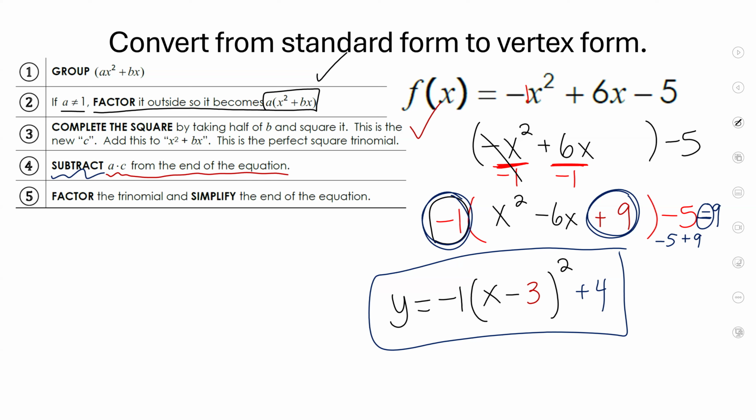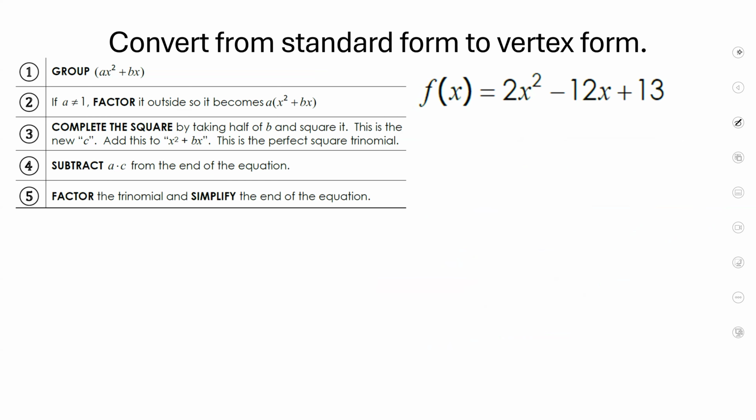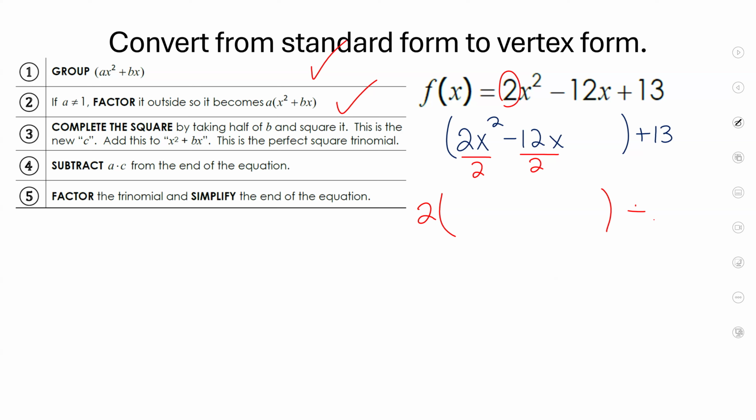Let's do another example. You're going to group 2x squared and minus 12x together. Plus 13 is on the outside. That's step 1. Step 2, I need to divide both of these by my A value. Your A value is 2. So we're going to divide by 2. So 2 is on the outside. Let's see what we have. X squared minus 6x, because 12 divided by 2 is 6.